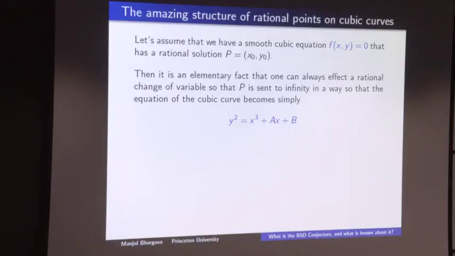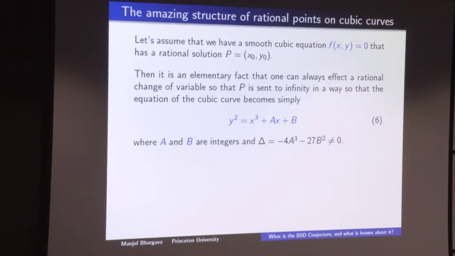If you want to see that, there's a nice book by Silverman and Tate that's an introduction to elliptic curves from a very elementary viewpoint, and it shows how you can effect such a transformation. And so it suffices to understand cubic equations. It really suffices to understand these equations, y squared equals x cubed plus ax plus b. That's a cubic polynomial in x and y, where a and b are these rational constants.